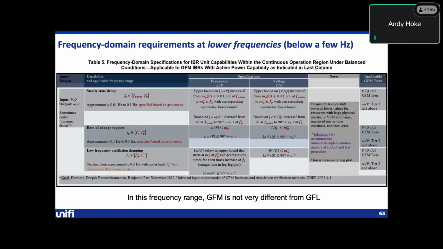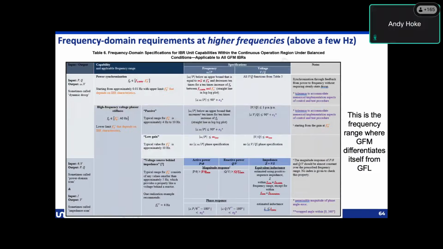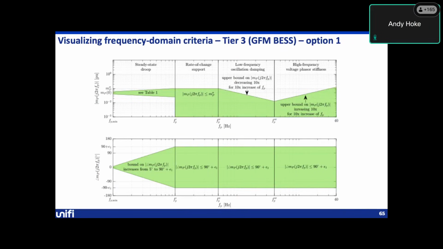Maybe we can pause on one of the slides with the Bode plots quickly, which is probably one or two slides ahead. Is it this one or the ones with the criteria? Keep going a little further down until you see a green region on the Bode plots. There you go.